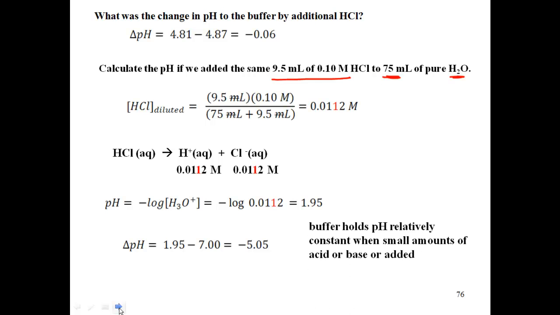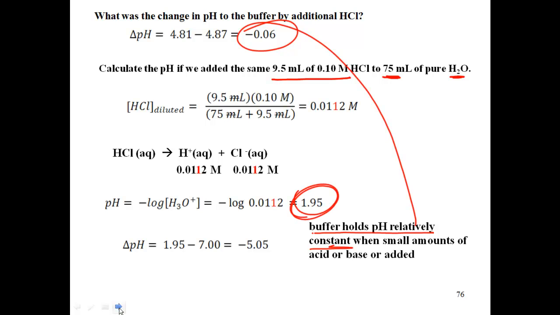So basically that buffer holds the pH relatively constant. It only changed by 0.06 units. Okay, so when I add small amounts of acid or base, the pH will relatively stay the same in a buffer solution. But the pH dramatically changed when I added it to a system that was not a buffer.